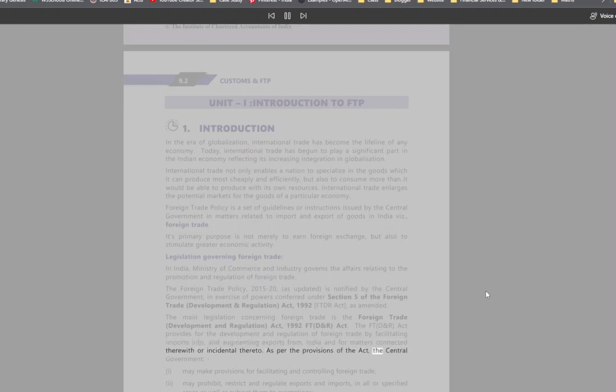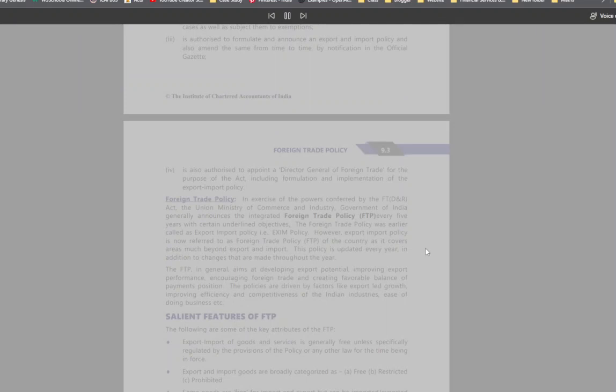As per the provisions of the Act, the central government: 1. May make provisions for facilitating and controlling foreign trade. 2. May prohibit, restrict, and regulate exports and imports, in all or specified cases as well as subject them to exemptions. 3. Is authorized to formulate and announce an export and import policy and also amend the same from time to time, by notification in the Official Gazette.